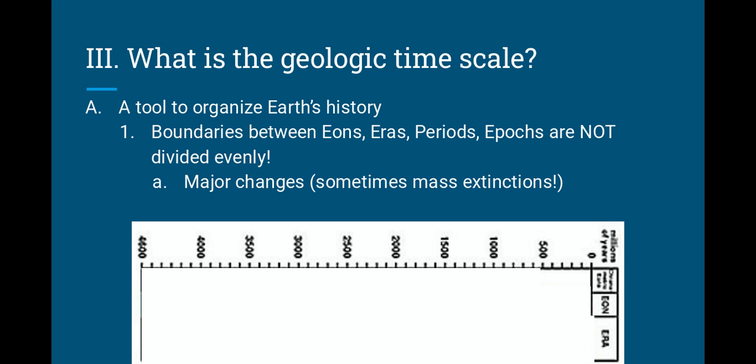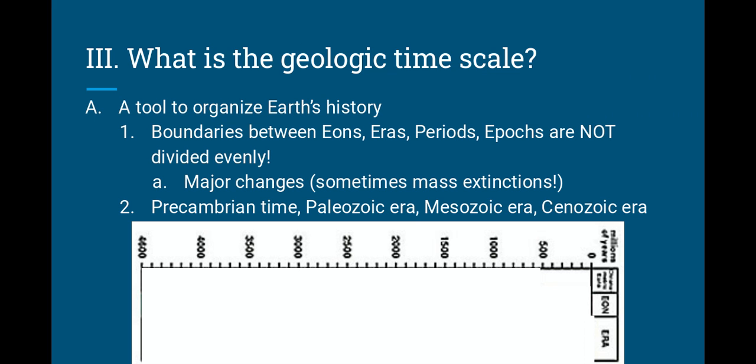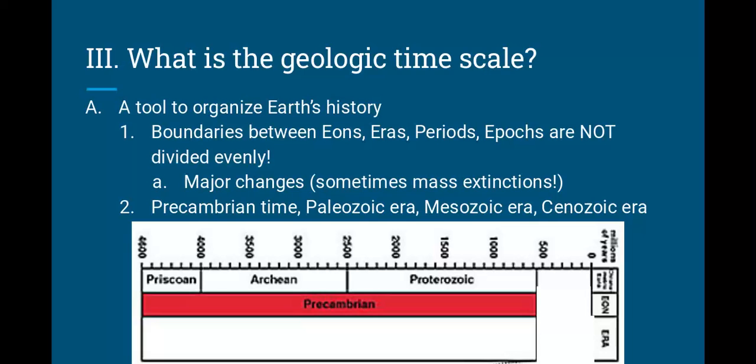They're divided by major changes in Earth's structure and in what was living here. Sometimes those major changes might be mass extinctions. So first we start with Precambrian time. Precambrian time is what we refer to as just anything that happened before our current eon.